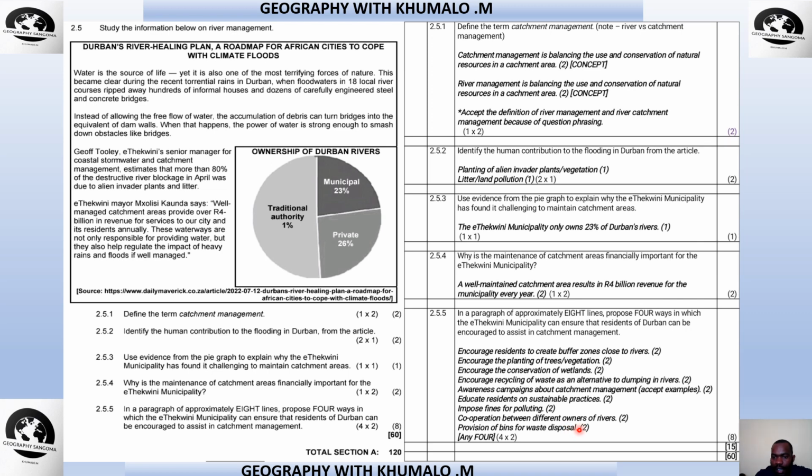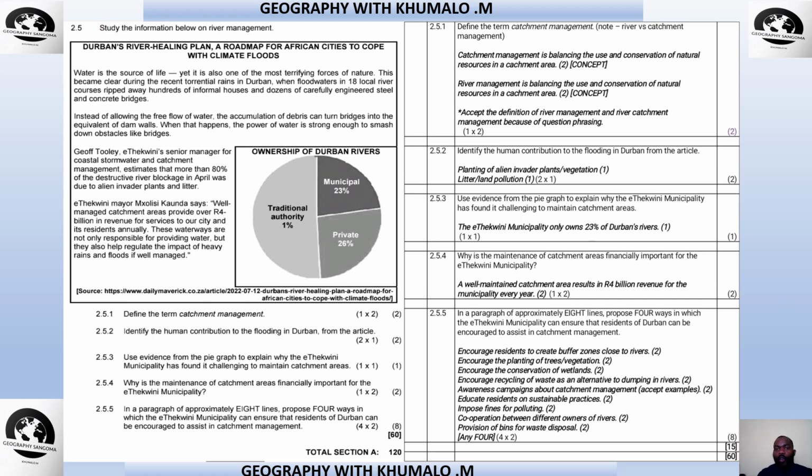Cooperation between different owners of rivers, the traditional authority, the municipality, and private owners of rivers, they should work together. Provision of bins for waste disposal, so they can put bins. You remember those metal steel bins that they used to put in different areas. They can provide bins so that people can throw their waste inside the bins rather than throwing them in the rivers. That was it for question 2, Geomorphology, for trial examination paper 1 2023 in Gauteng.